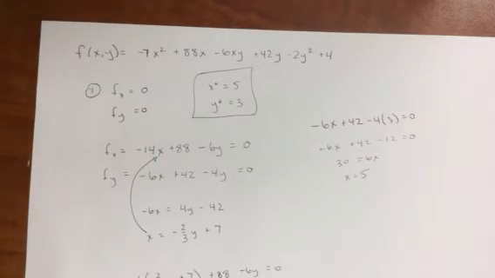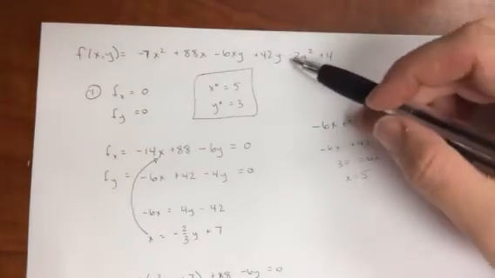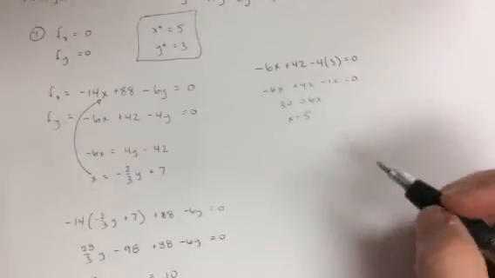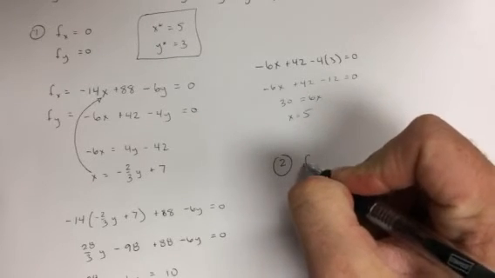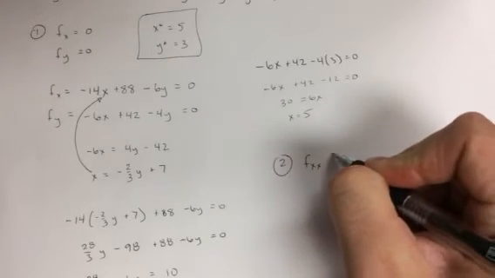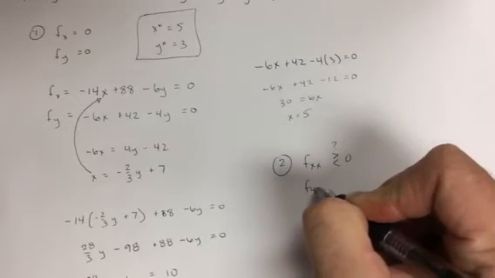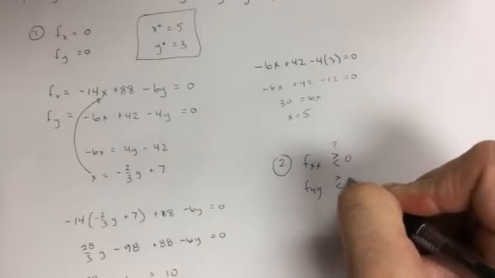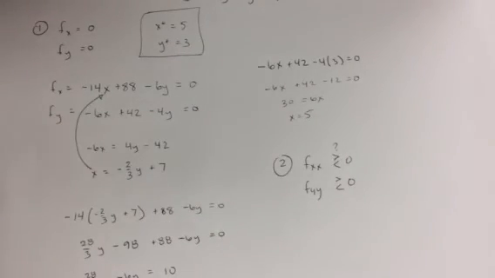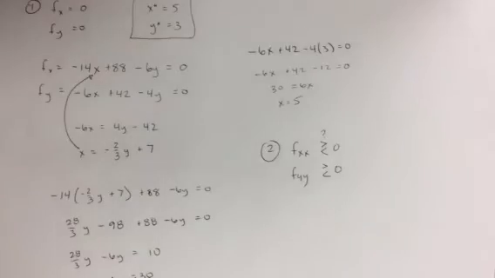But I want to know if it maximizes or minimizes this function. So that then leads us to our second order condition, which is fxx is either greater than or less than 0. We're not sure which. Fyy likewise. Okay? So if both of these are less than 0, it'll be a max. If they're greater than 0, it'll be a min.